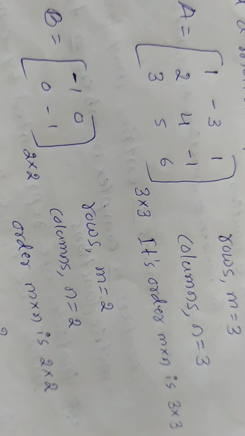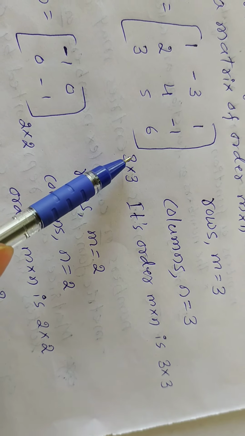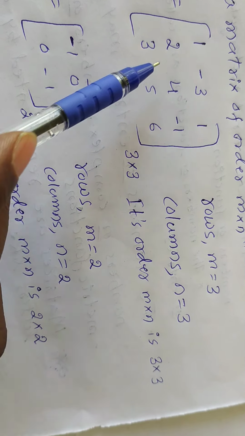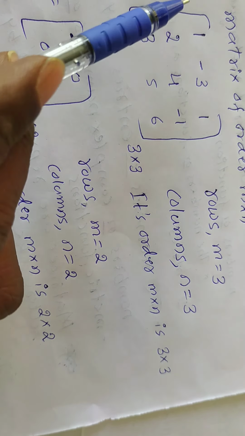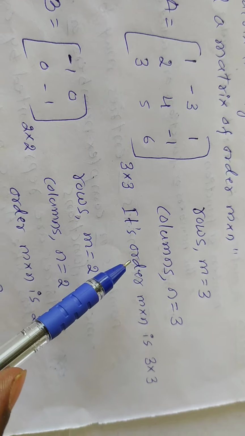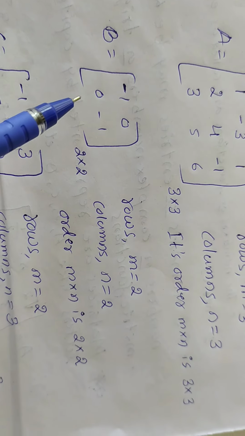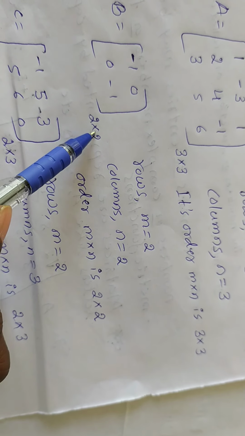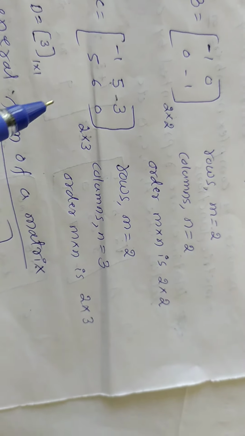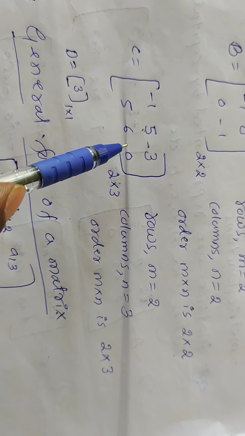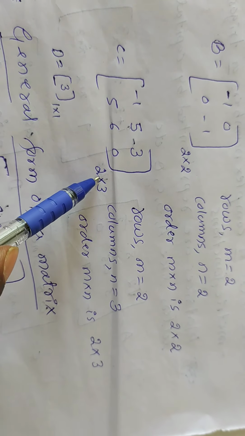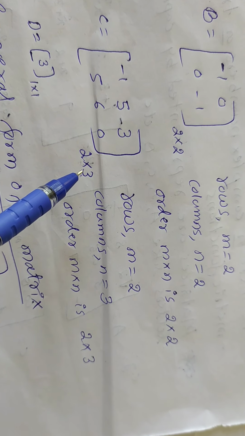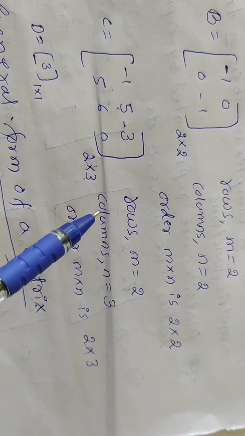See here, how many rows? 3 rows, 3 columns. Hence, the order of matrix A is 3 cross 3. And similarly, matrix B has 2 rows and 2 columns. The order is 2 cross 2. Here also, 2 rows and 3 columns. Its order is 2 cross 3. We read it as 2 cross 3 or as 2 by 3.